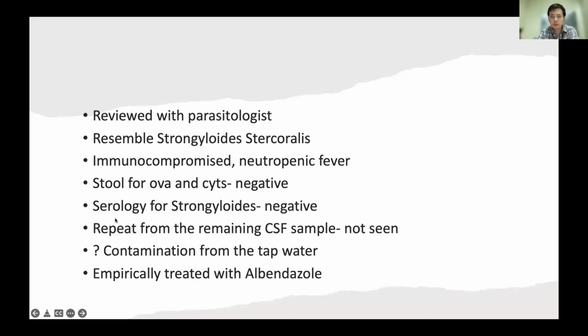We also tried to repeat another stain from the remaining CSF sample, but we could not see these worms again. The patient was empirically treated with albendazole while waiting for the test results to come back, but they were all negative. So in retrospect, our impression would be, could this worm actually be a contamination from the tap water that we used to wash and stain our slide?